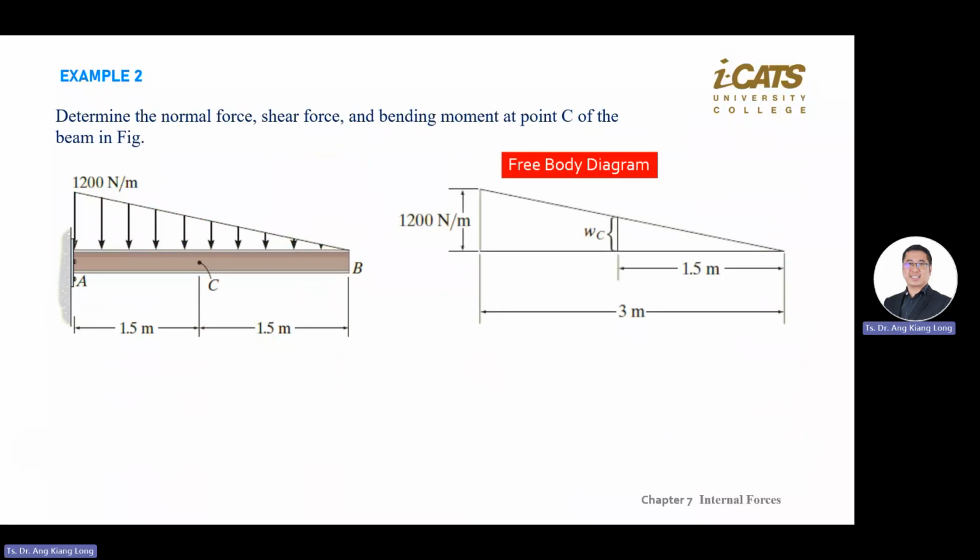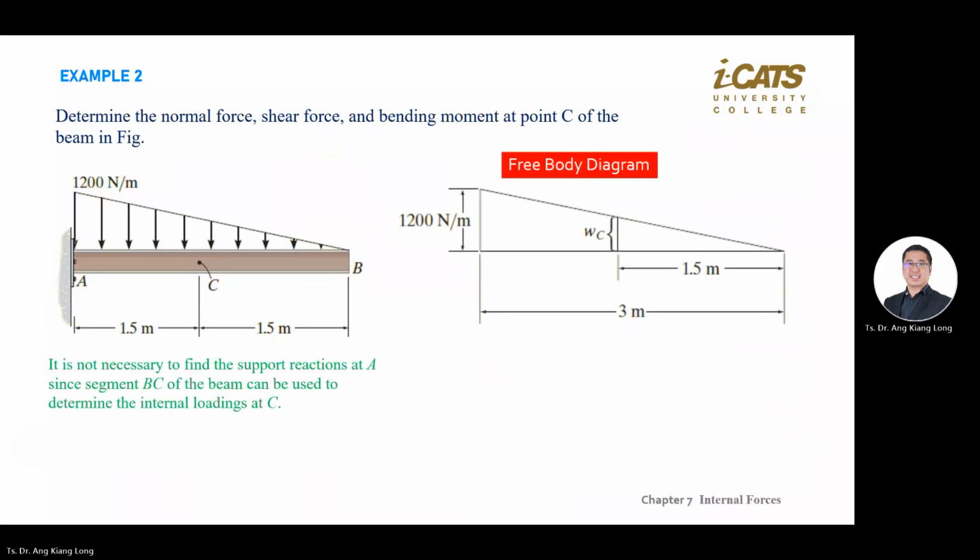So I show you the free body diagram, converting this diagram into this diagram. So this is the distributed load at section C. We use W because it's distributed load. You always see a small letter as the distributed load. You convert this triangular into this distributed load diagram.